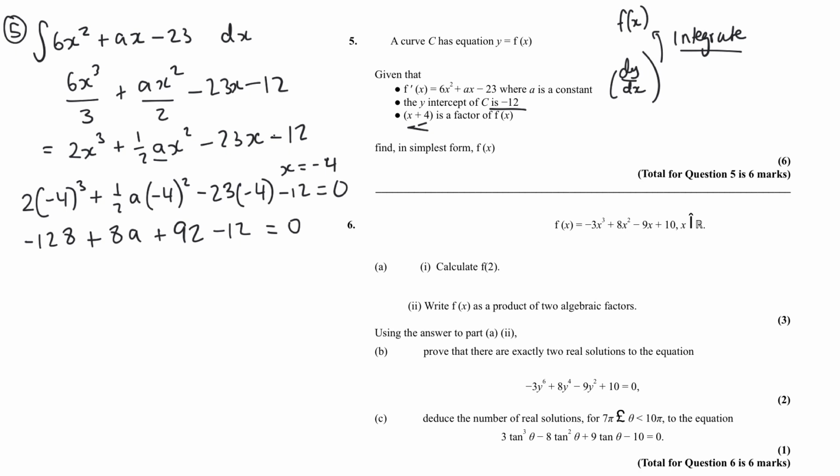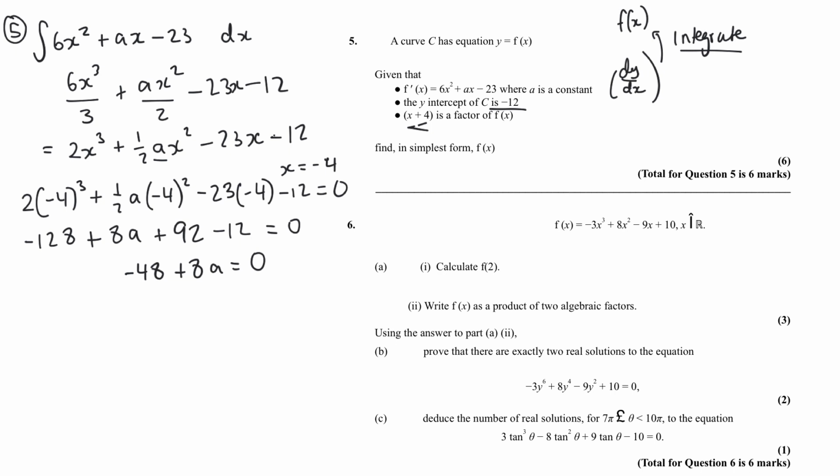So then now if we rearrange this, let's have a look. So minus 128 minus 12 would leave us with minus 140. So then if you did minus 140 plus 92, you would be left with minus 48. So then that would be minus 48 plus 8a is equal to 0.